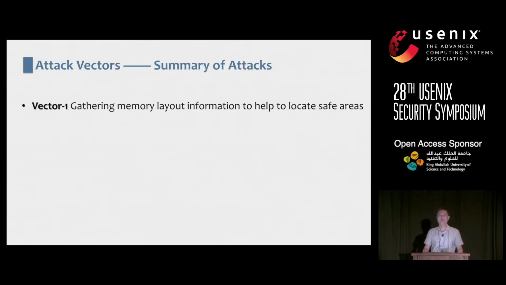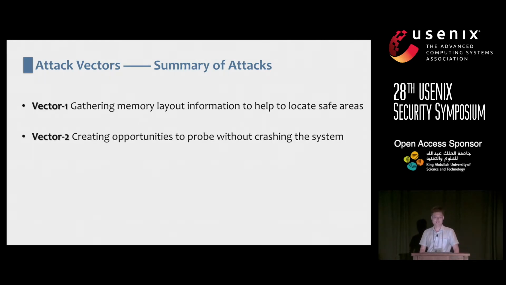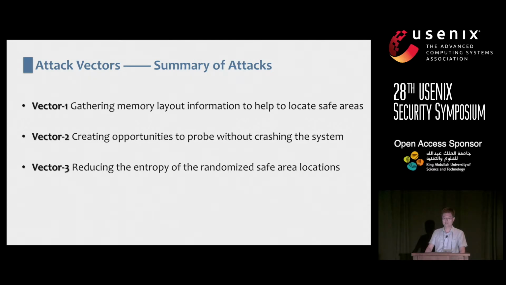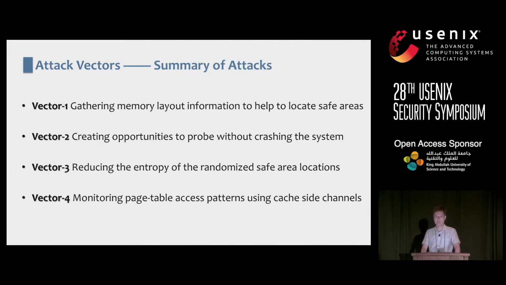We reviewed all known attacks and summarized them into four attack vectors. Vector 1, gathering memory layout information to help locate the safe area. We know that during memory scanning, the attacker needs to know whether the probe address is mapped or not. If it is mapped, they should judge if the mapped area is the safe area or another data area or code area. The second vector is creating opportunities to probe without crashing the system. The third is reducing the entropy of the randomized safe area locations. The last is monitoring page table access patterns using cache side channels.